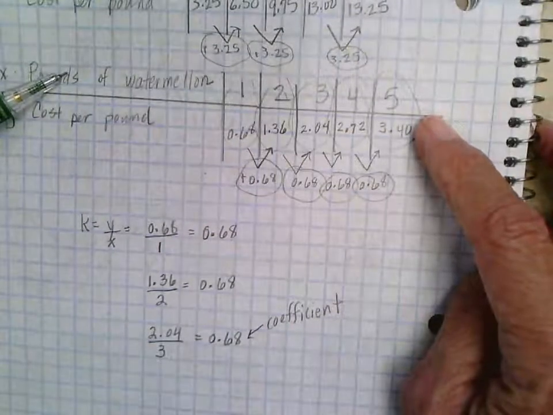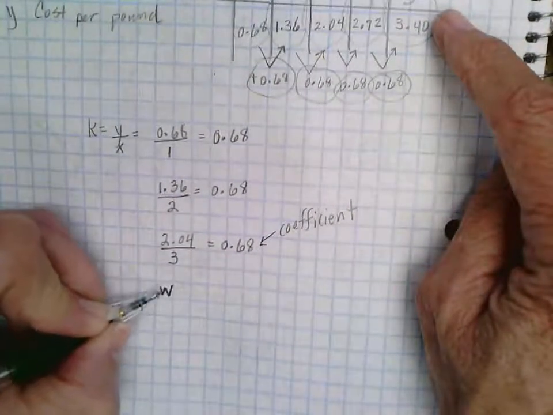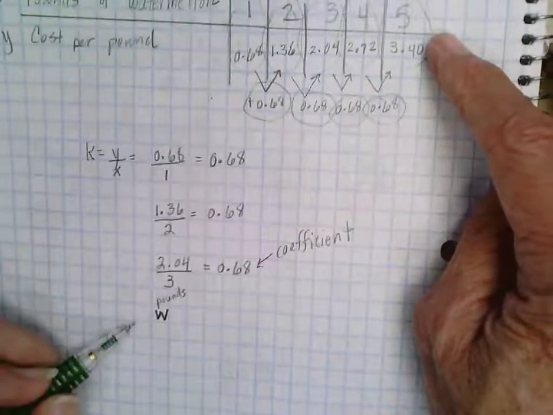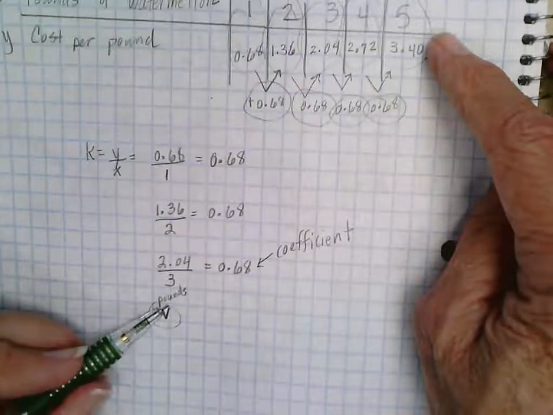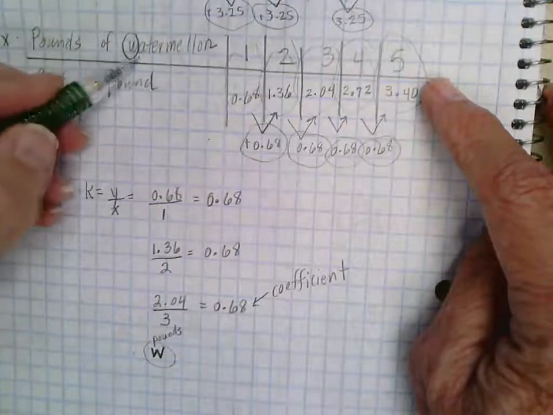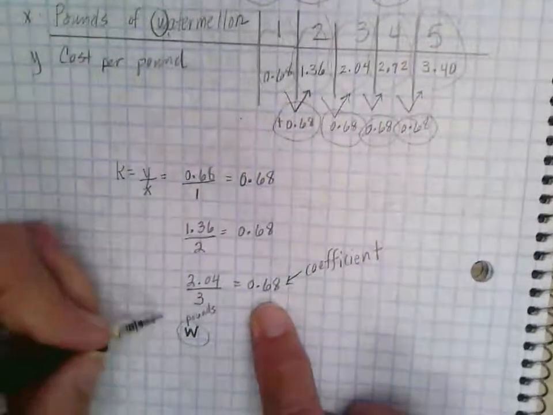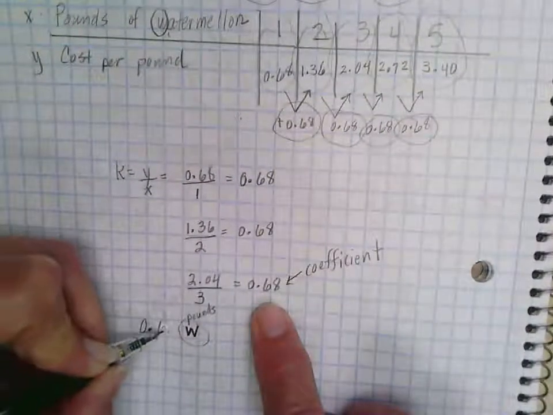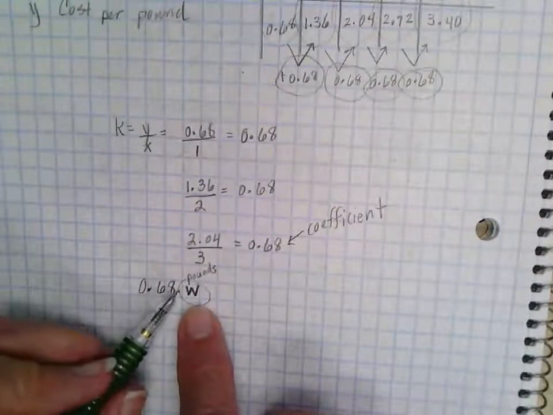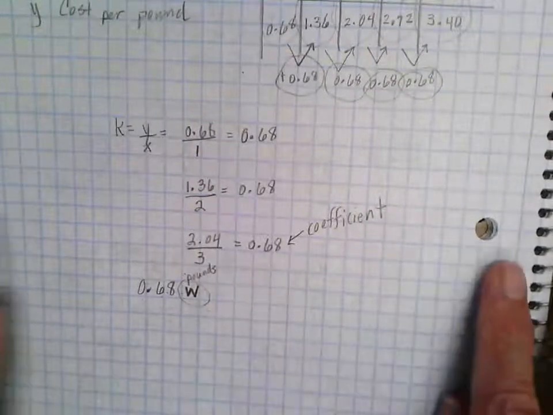So when we write our expression for the watermelon in terms of the number of pounds that it weighs, they tell us to use W for pounds of watermelon, I suppose because it begins with W. I can take my coefficient and put it right in front of that W, and I'll be able to put any number of pounds in and find out what my cost is.